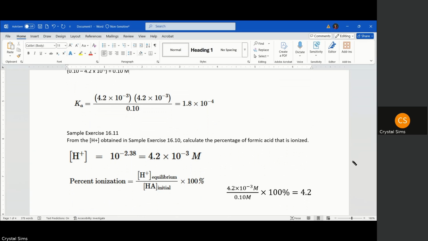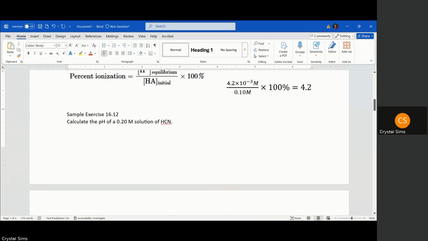Sorry, I forgot my percent sign there. So 4.2% of the formic acid is ionized. That tells us that it is a weak acid. Okay, remember, in a strong acid, 100% is ionized. So in this example, only 4.2% was ionized. Okay, let's move on now to sample exercise 16.12.